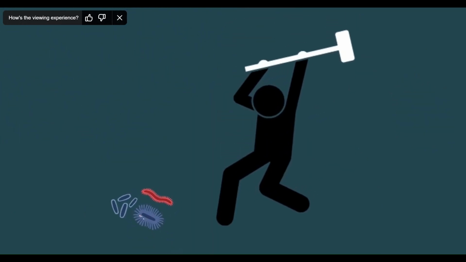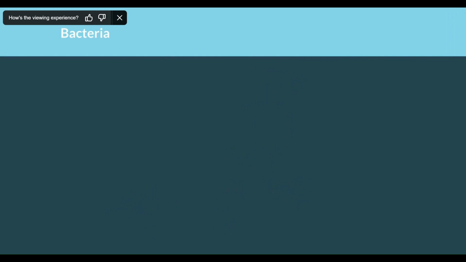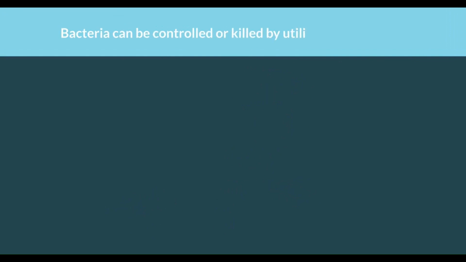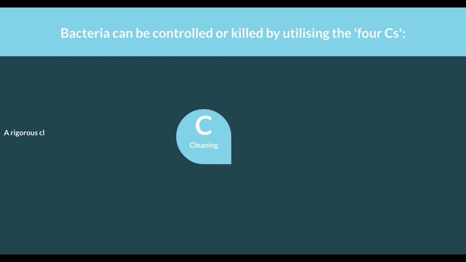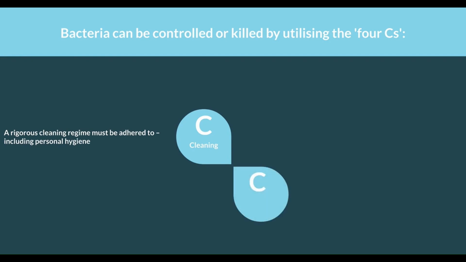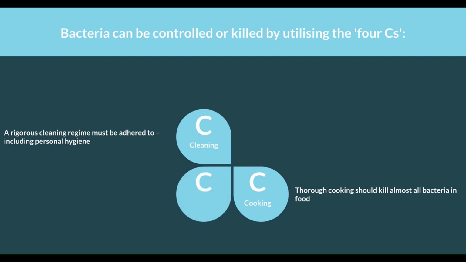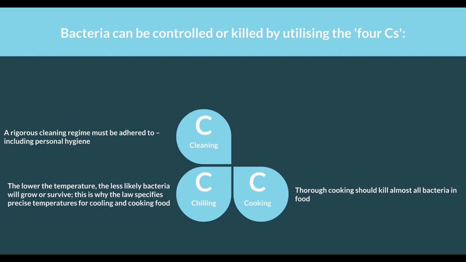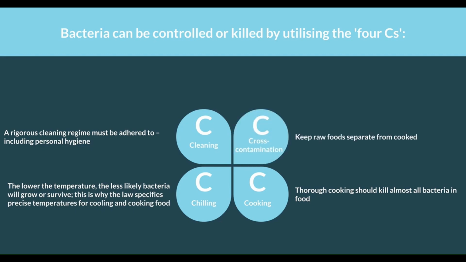So how do we destroy bacteria? Well, bacteria can be controlled or killed by utilizing the 4Cs. Cleaning. A rigorous cleaning regime must be adhered to, including personal hygiene. Cooking. Thorough cooking should kill almost all bacteria in food. Chilling. The lower the temperature, the less likely bacteria will grow or survive. This is why the law specifies precise temperatures for cooling and cooking food. Cross-contamination. Keep raw foods separate from cooked.